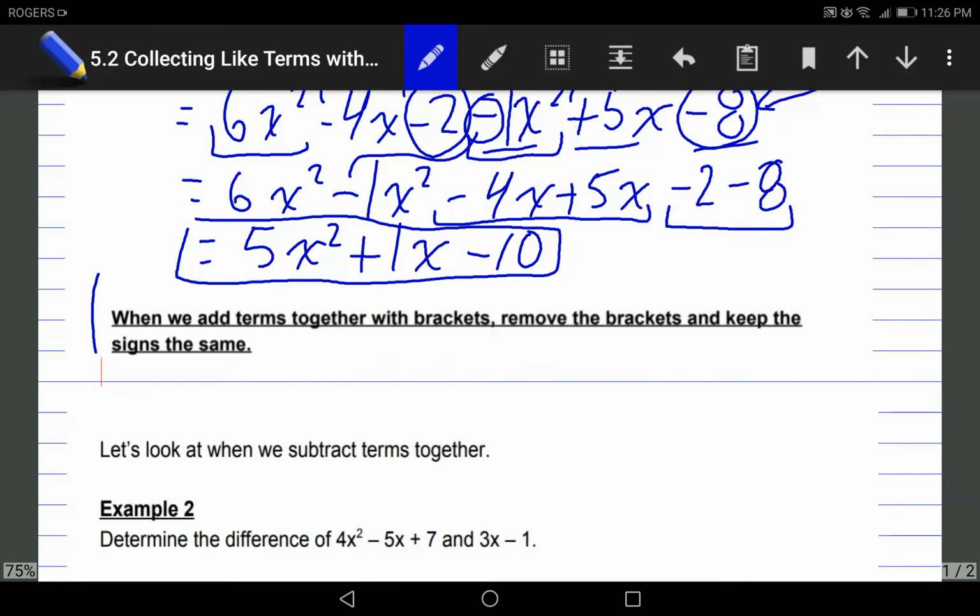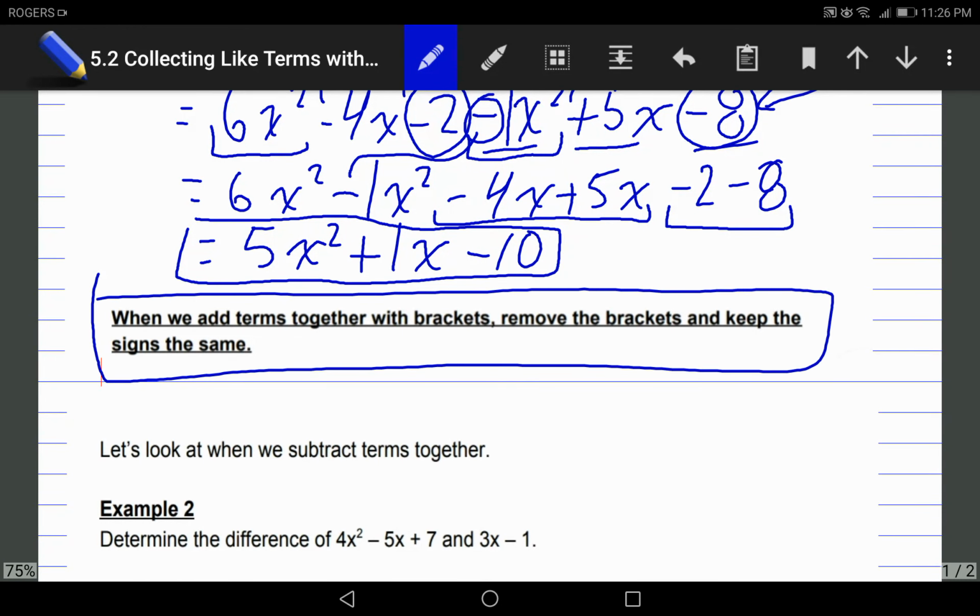Here's the summary that I just talked about. When we add terms together with brackets, remove the brackets and keep the signs the same. Nothing changes.